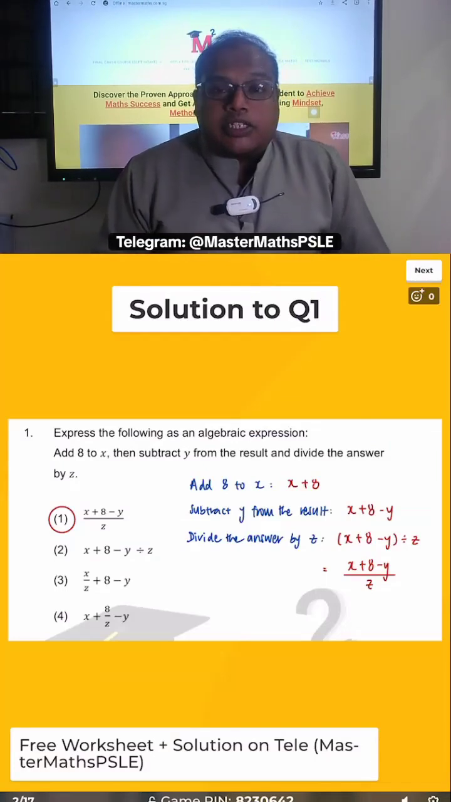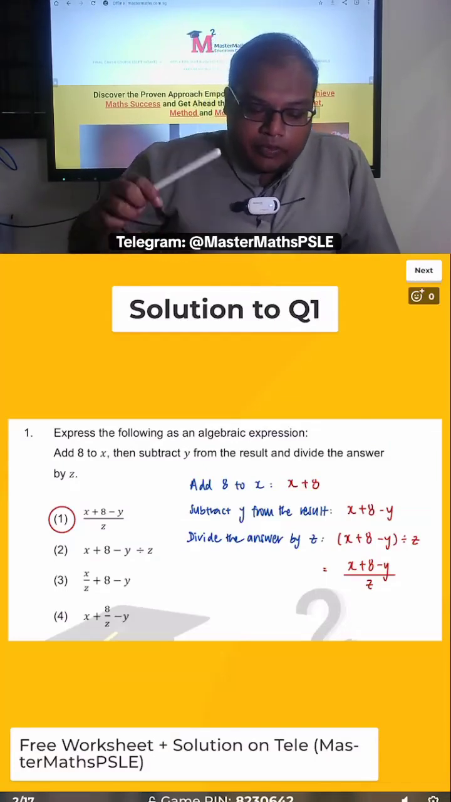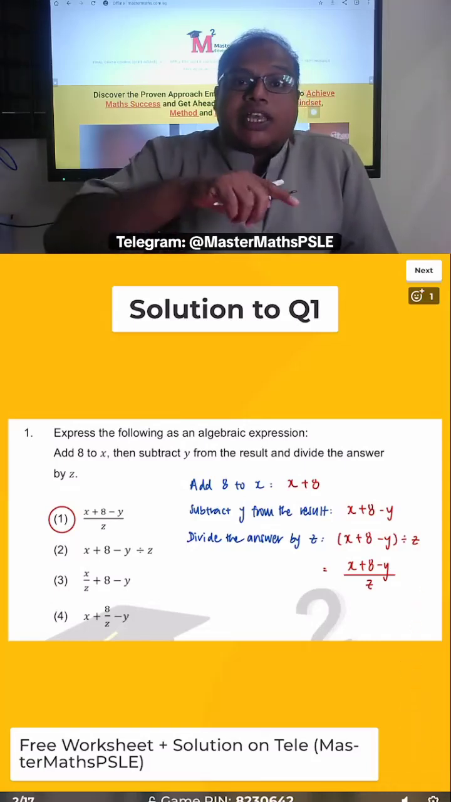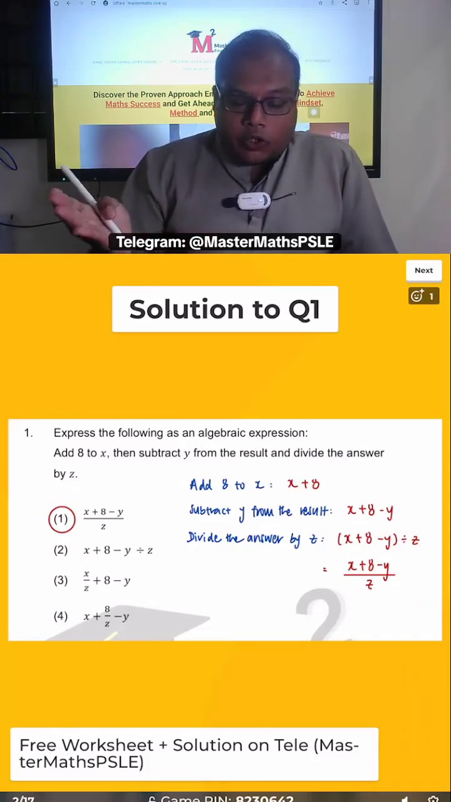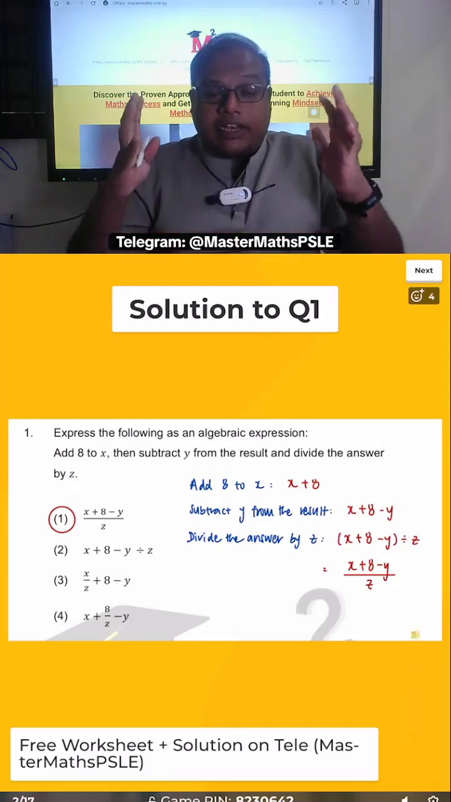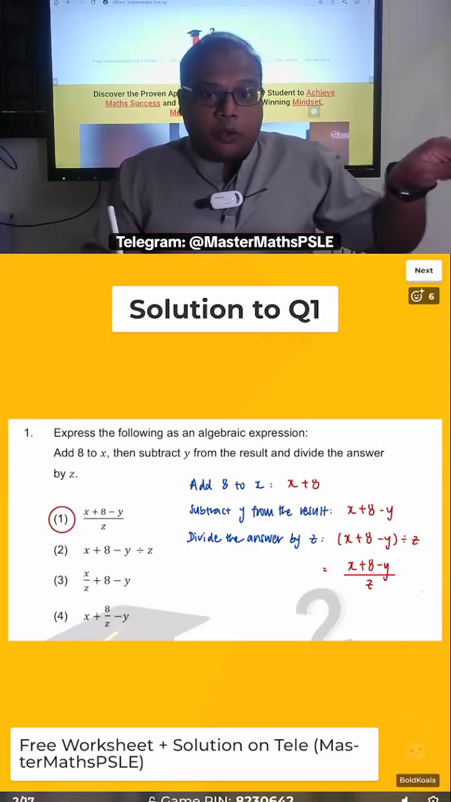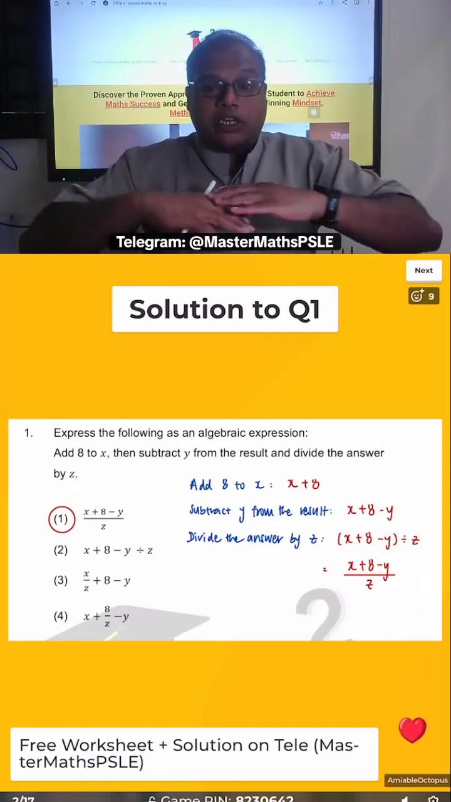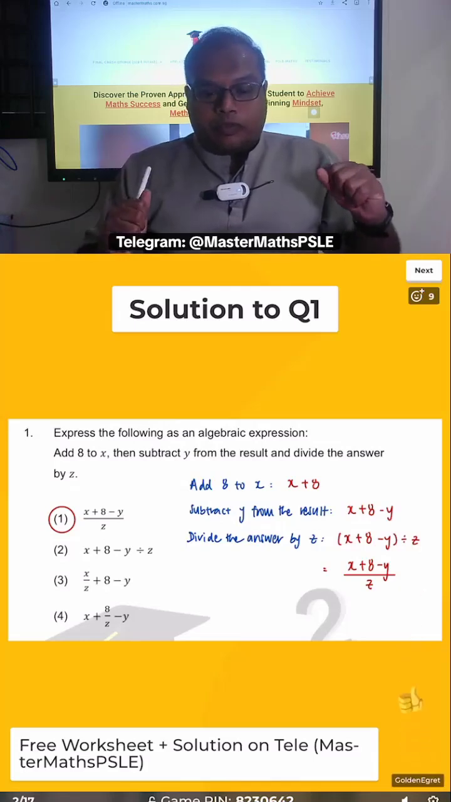So this was the solution that I explained earlier. You add 8 to x, it becomes x plus 8. And then when you subtract, you minus, so you get x plus 8 minus y. Then you divide the whole thing by z. That's why you put that whole term on the numerator, because you're dividing by the whole thing.